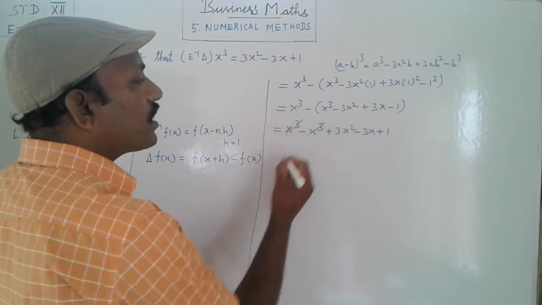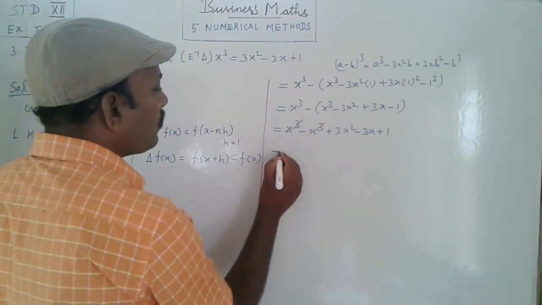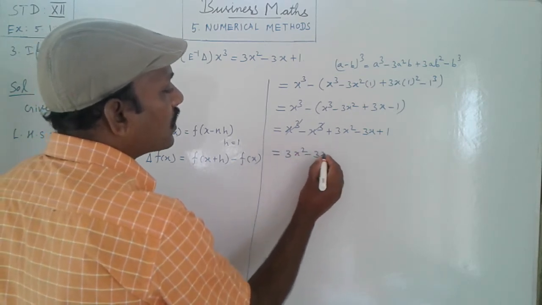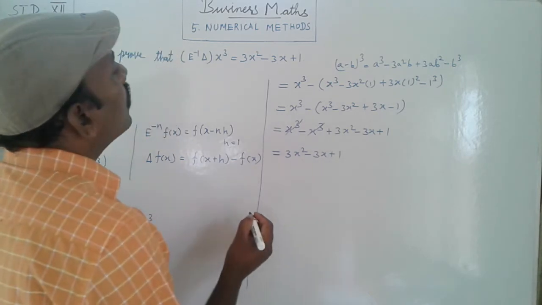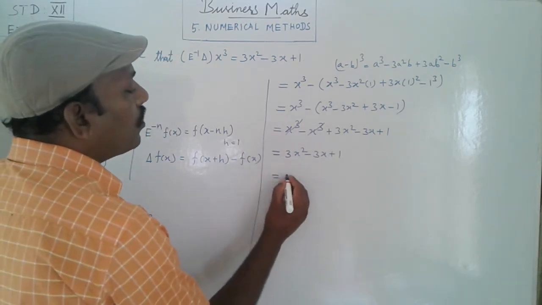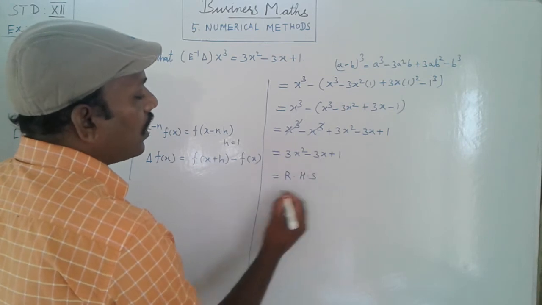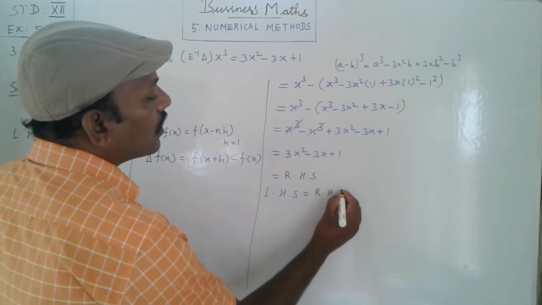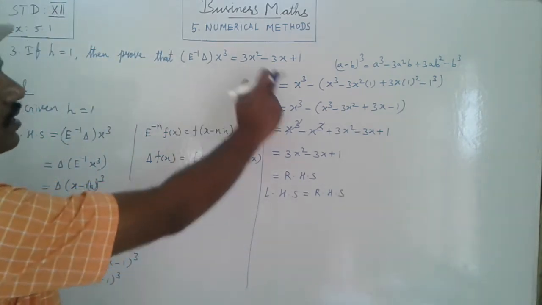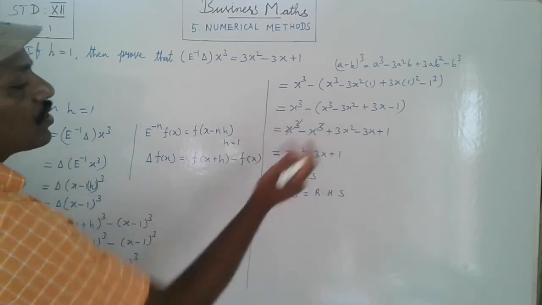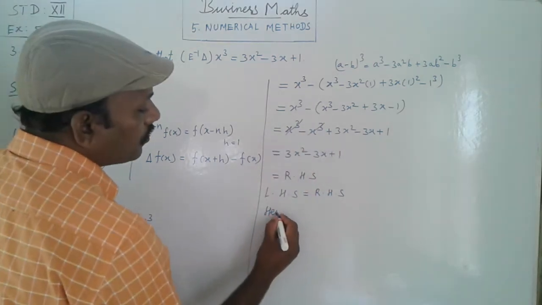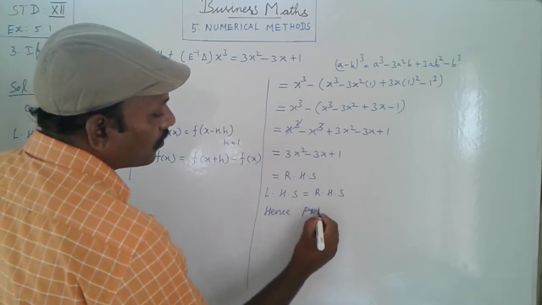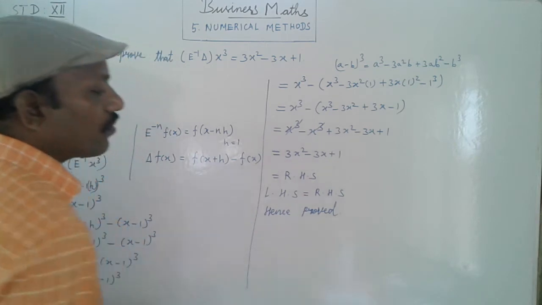X cube minus x cube cancels. So what is here? 3x square minus 3x plus 1. So that is equal to RHS. LHS equal to RHS. LHS equal to 3x square minus 3x plus 1. Hence proved. That's all.